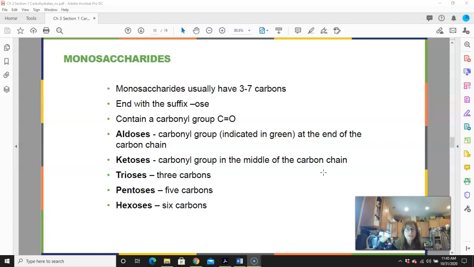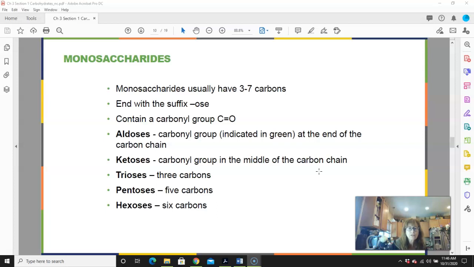We can also use the suffix OSE on all of them to indicate it's a sugar. And what's probably the most important way to classify them is this carbonyl group, depending on how you want to pronounce it. It's that carbon with a double bonded oxygen. Remember, that's a functional group we looked at. There are 2 places that carbon with a double bonded oxygen can be placed in a molecule, and that's going to change what we call it. The 2 names that come afterwards, aldose and ketose, refer to where that group is.